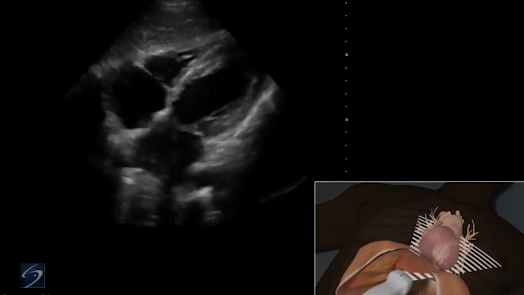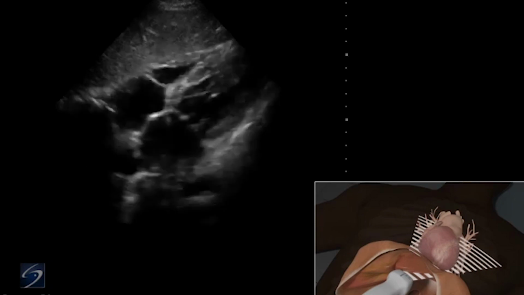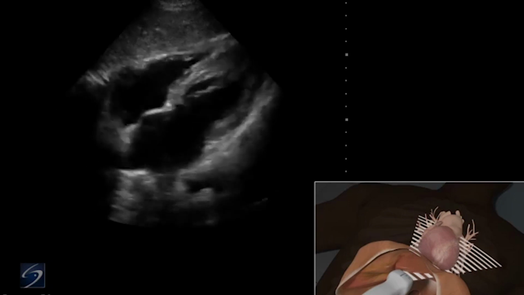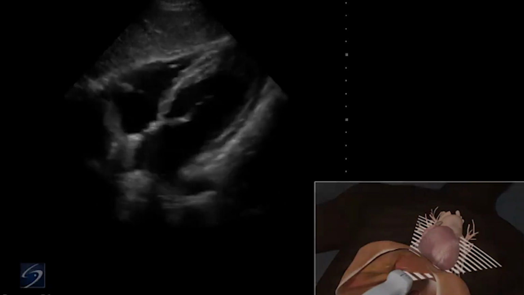Evaluate the function of all chambers. Compare the size of the right and left ventricular cavities. Note any wall motion abnormality and the presence or absence of pericardial effusion.